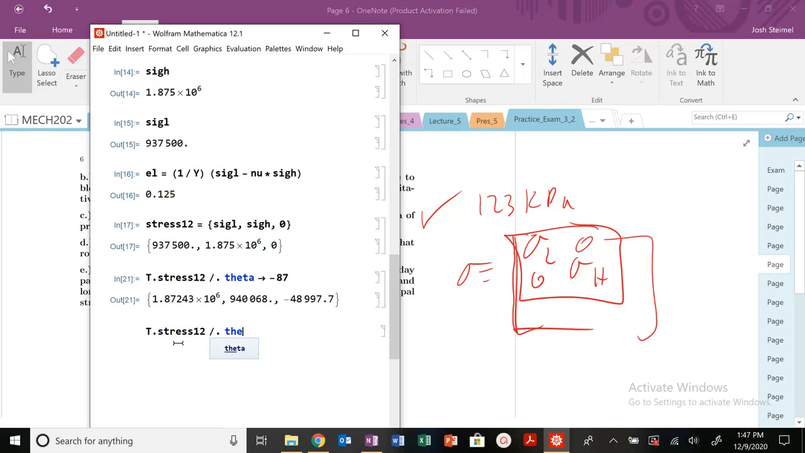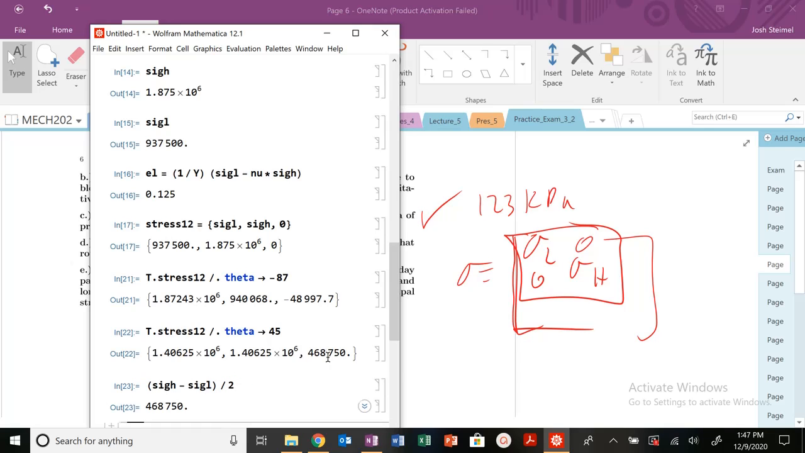So if I asked you for the maximum value of shear stress in this plane, so if we rotate by 45, let's check that this answer is correct. Sigma H minus sigma L, I want to divide this by 2 for this particular plane. Excellent. Always nice when answers match.